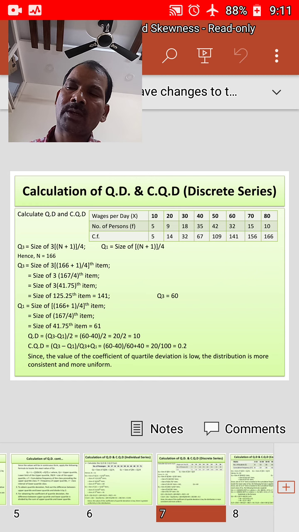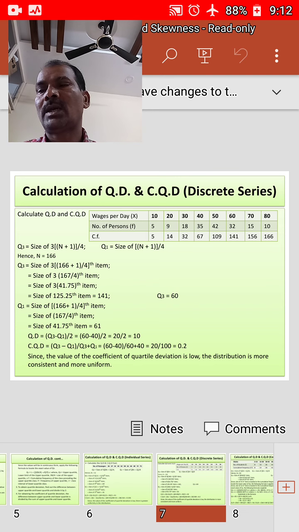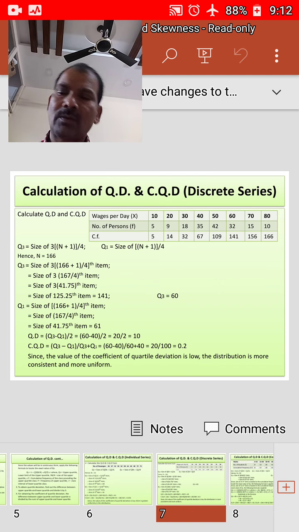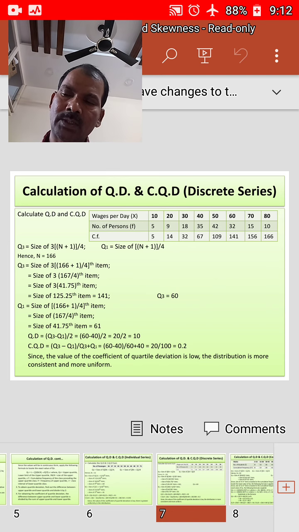The persons who are earning 10 rupees per day are 5, 20 rupees per day are 9, 30 rupees per day are 18, 40 rupees per day are 35, 50 rupees per day are 42, 60 rupees per day are 32, 70 rupees per day are 15, and 80 rupees per day are 10. We need to calculate the quartile deviation and coefficient of quartile deviation. For this purpose, wages per day in rupees and the number of persons are taken.